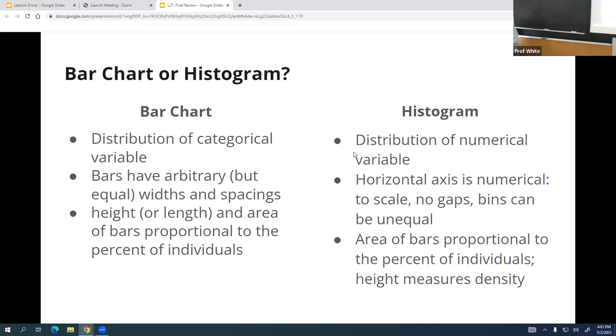Bar chart versus histogram, I think you all know what this is. A bar chart uses a categorical variable, versus the distribution of a numerical variable. So basically what you're doing is turning a numerical value into a category by putting them in bins. And that's essentially what a histogram is doing. The reason it's basically a bar chart, but it has some advantages because it is numbers. So therefore you can do math with it, right?